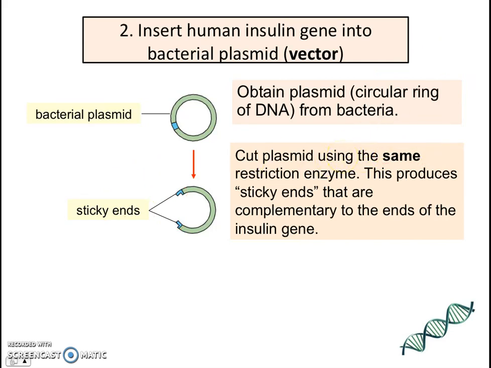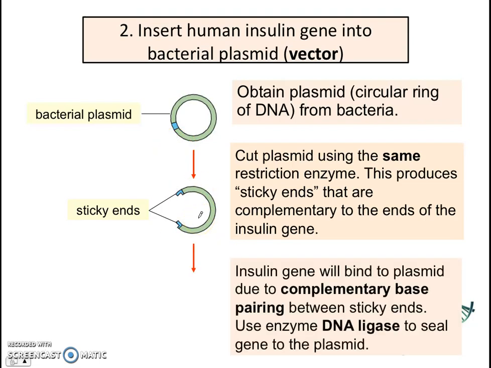So now in my next step, I take that insulin gene with the sticky ends and mix it together with the plasmid with sticky ends, and the insulin gene will then bind to the plasmid due to complementary base pairing between the sticky ends. So you can see here that the sticky ends have started to bind together due to complementary base pairing. And it's held together by the hydrogen bonds between the complementary bases, right?